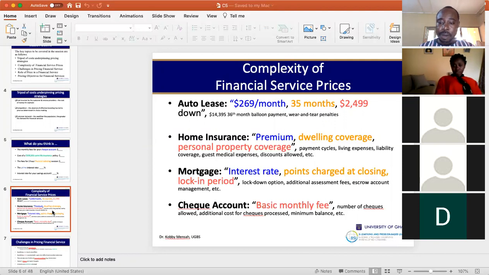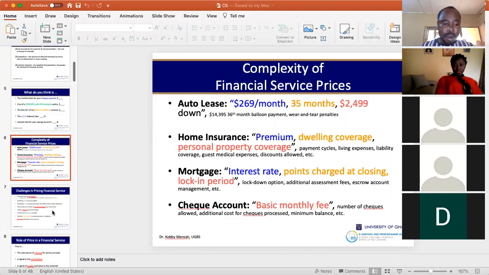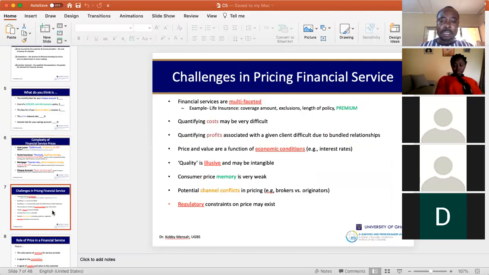Yeah. Okay, great. All right, now challenges in pricing financial services. It is not as easy as Michael actually put it when we are pricing products and services. For financial services, there are a lot of challenges in it, because if you look at the way, for example, a bank operates, all right?